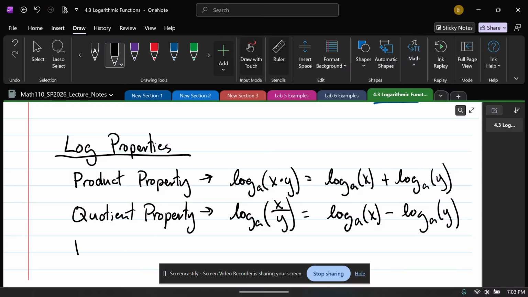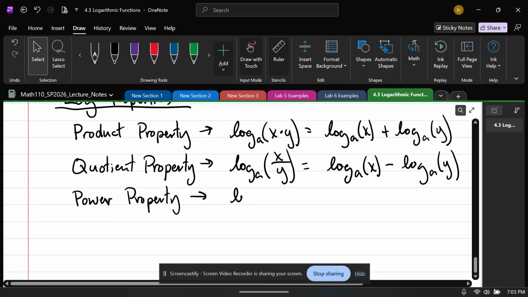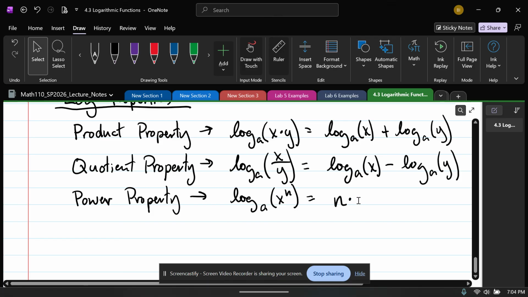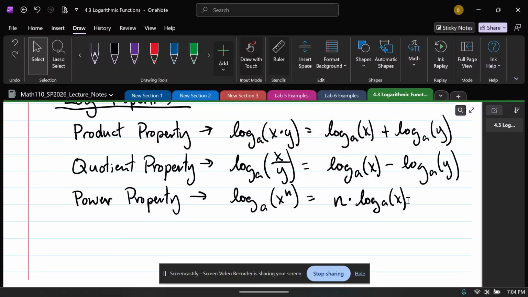Now, the last property is what's called the power property. And it says that log base a of x to the nth power. The power property says that exponent n comes down as a multiplier. That exponent drops down to the front. That's what's going to happen there. Okay.